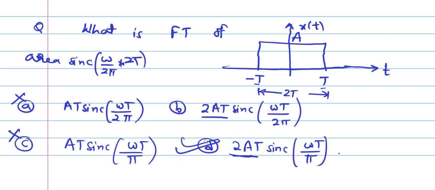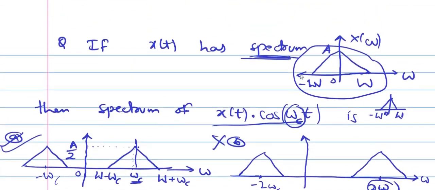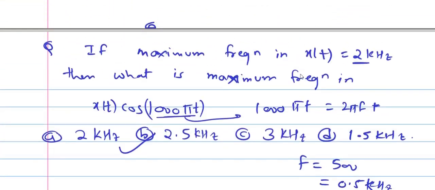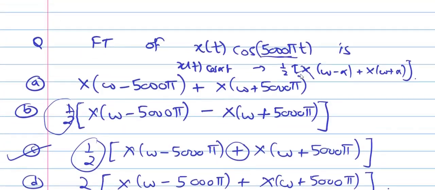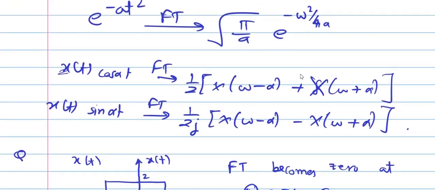So now the majority of the students got the correct way to calculate such answers. Okay, even if values are given in place of T, you will be able to calculate. You can calculate this answer. So area into sinc(ω/2π) into duration, and you will always be correct.